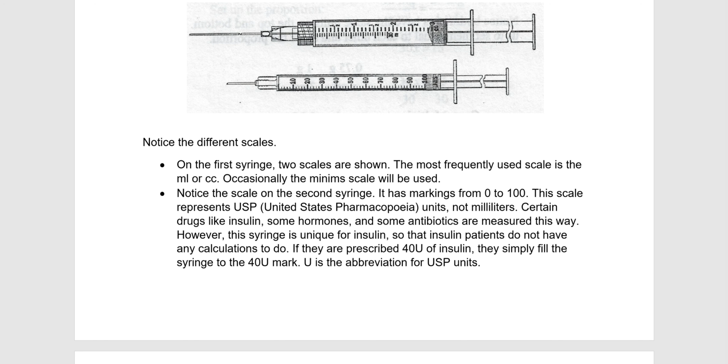On the second syringe, we have the markings from 0 to 100, and that represents the USP units, or the United States Pharmacopoeia units, and those are not milliliters. Certain drugs like insulin, hormones, or antibiotics are going to be measured using that second syringe. The advantage of using this second syringe for something like insulin is that the patients don't have any calculations that they have to do. The USP units are abbreviated with just a capital U.